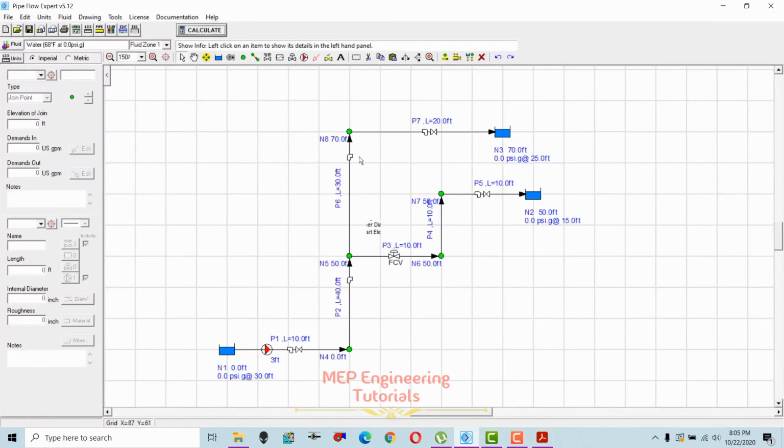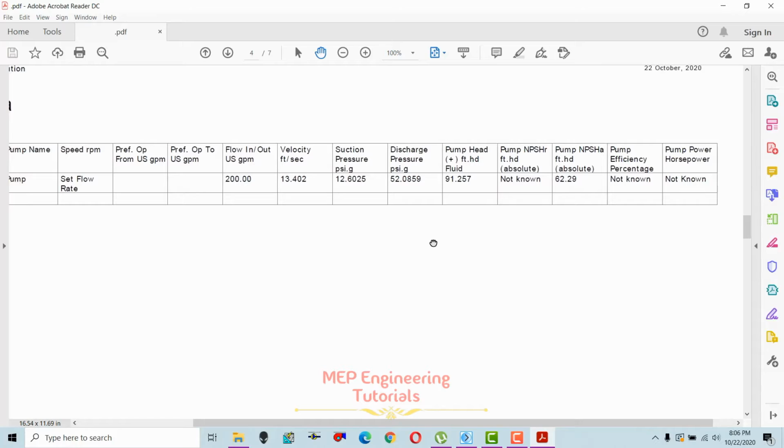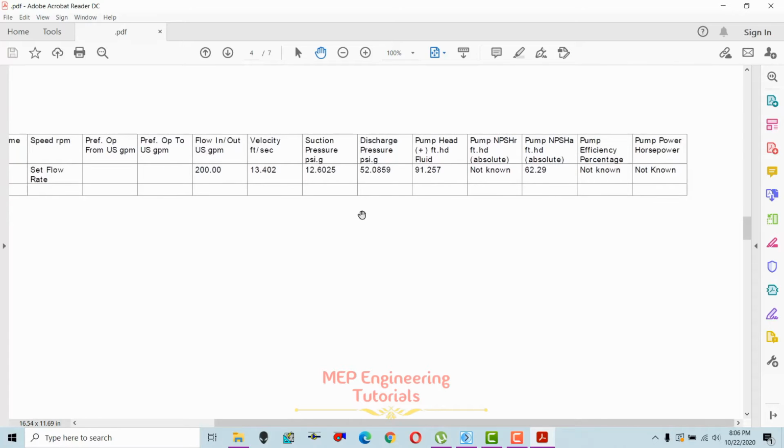This system pump head calculated is 91 feet head, and net positive suction head required is not known. You have to check this one when you will select the pump from the supplier, and net positive suction head available calculated is 62.29 feet.